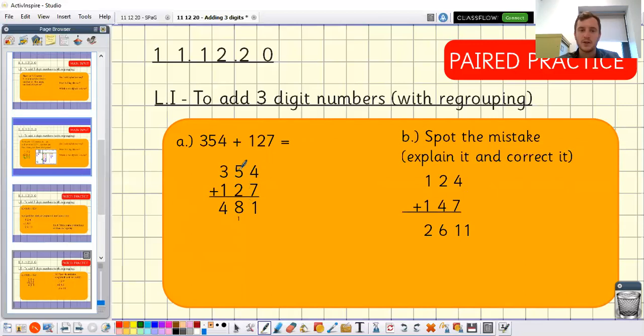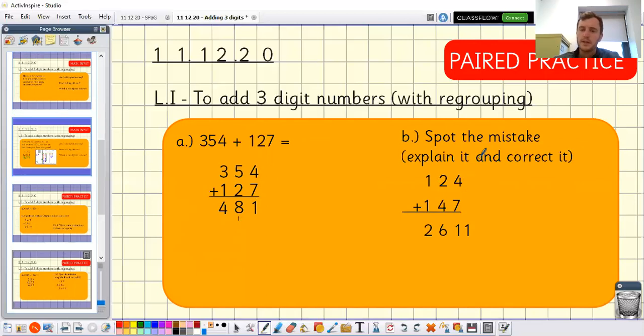Right, moving on to my tens column. I've got 5 plus 2, which makes 7, but I've got to remember that extra 10 that I've just created. So 5 plus 2 makes 7, plus 1 more makes 8, which is why there's an 8 in my tens column. And the hundreds column was nice and simple. 3 plus 1 makes 4 in total.